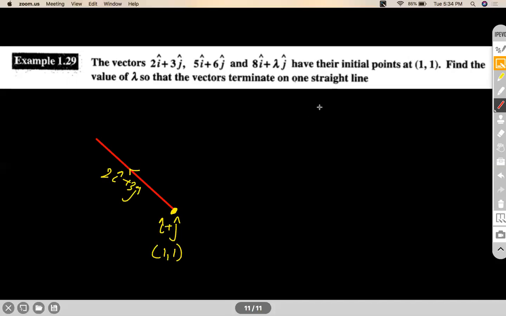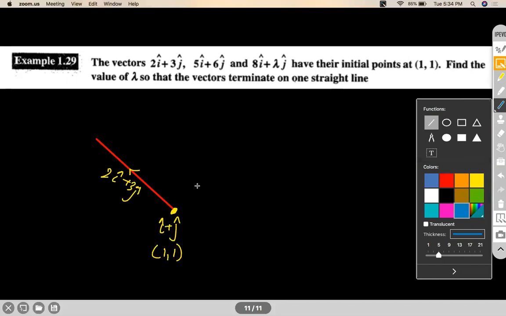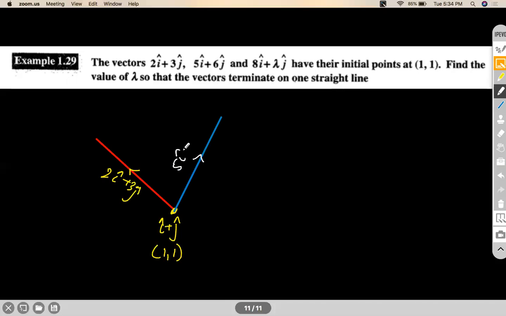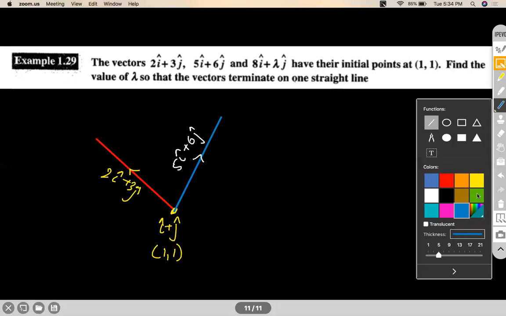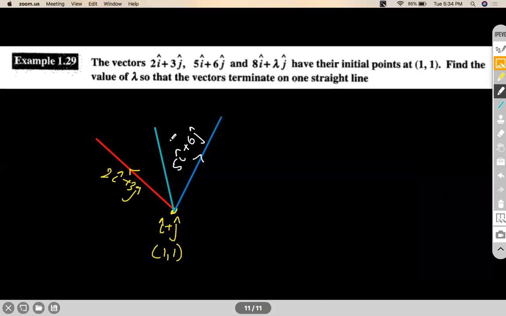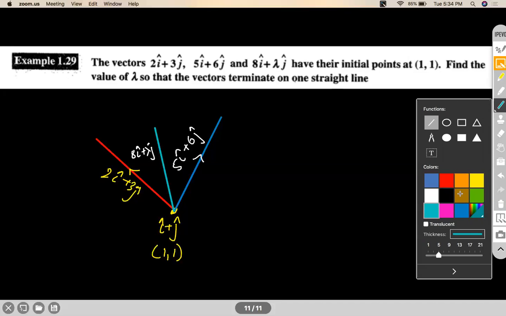Okay, there's another vector. Let me draw it in blue, which is given as 5i plus 6j, having the same initial point (1, 1). And there's another vector, let's say a red one, like this. Not red one, I think red one is already used up. We'll take gray one, which is 8i plus lambda j. Right? What should be the lambda so that they all terminate on the same line? That means the ending points of these three will be on the same straight line.